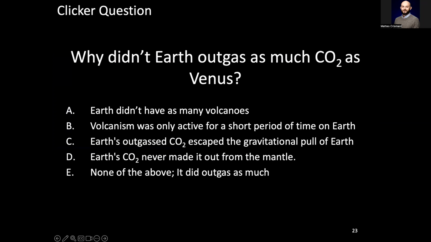So why didn't Earth outgas as much CO2 as Venus? A, is it because Earth didn't have as many volcanoes? B, volcanism was only active for a short period of time on Earth. C, Earth outgassed CO2, but it escaped the gravitational pull of the Earth. D, Earth's CO2 never made it out of the mantle. Or E, none of the above, it did outgas it.